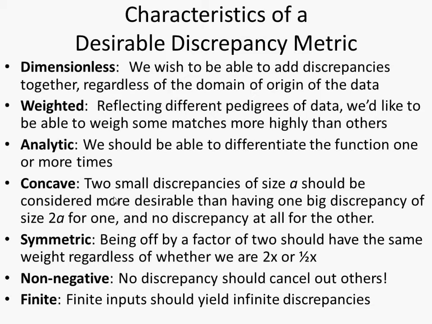Analytic, I won't go into here, but concave. I would argue that you don't want to rob Peter to pay Paul here. You don't want to have one thing be matched super well at the cost of all the others. Generally speaking, two small discrepancies of size, say, alpha, should be considered more desirable than having one discrepancy of size 2 alpha and no discrepancy for the others. You want to avoid having big discrepancies concentrated all in one thing, and instead have a lot of small discrepancies.